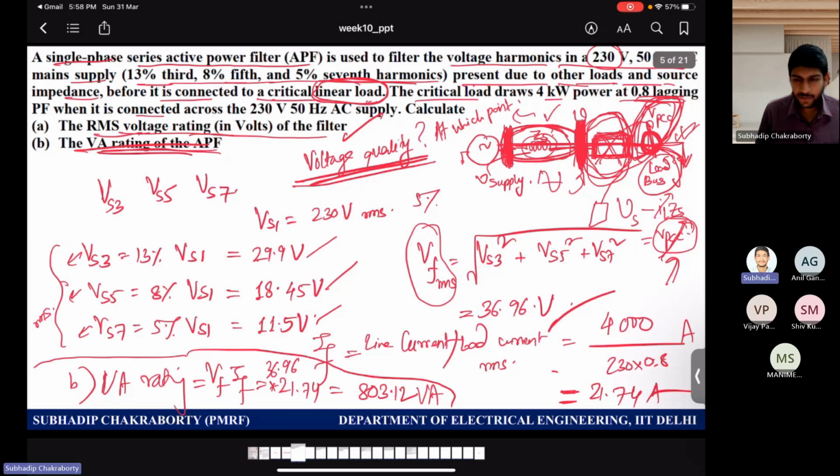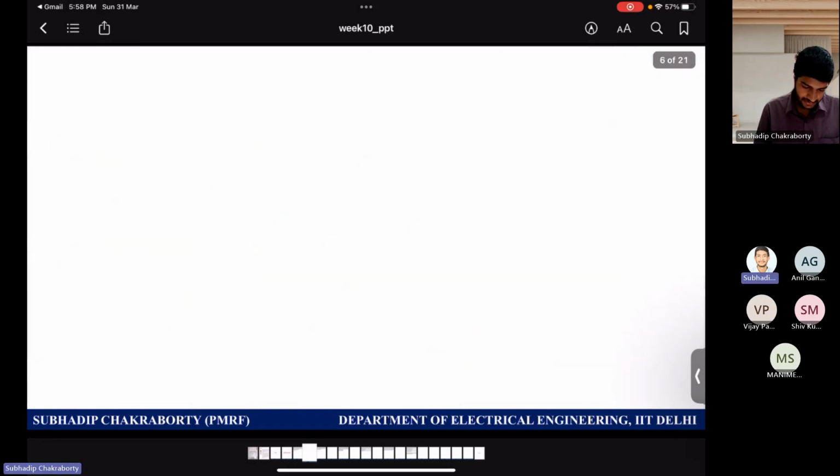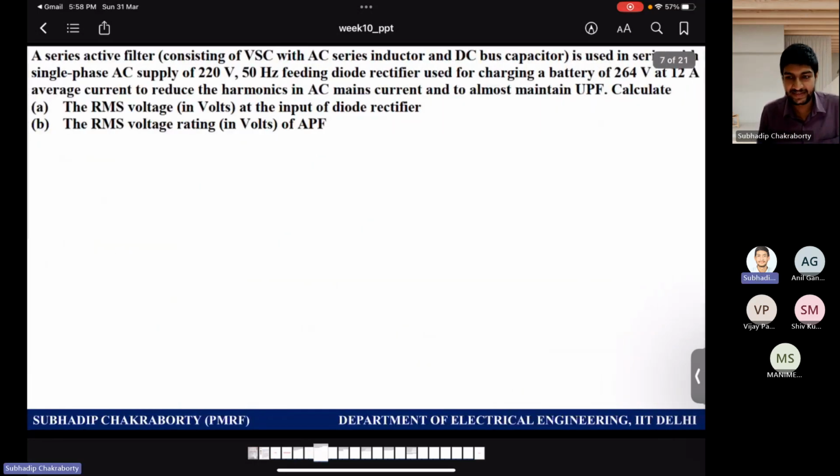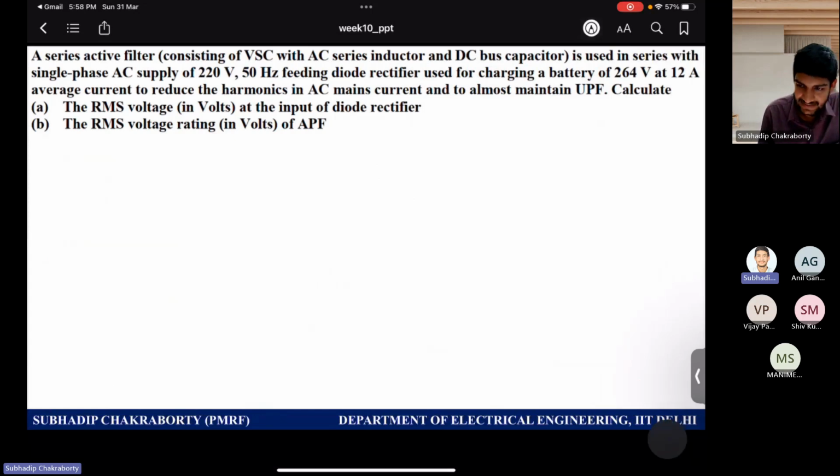So now this problem is clear, right? The philosophy behind this problem: the supply voltage had harmonics, and you don't want those harmonics to appear in the load bus or the PCC, point of common coupling. So you inject the appropriate opposite voltages to mitigate the harmonics of the supply side and make your load voltage sinusoidal. Simple. So accordingly you designed your filter rating, voltage rating, as well as current rating.